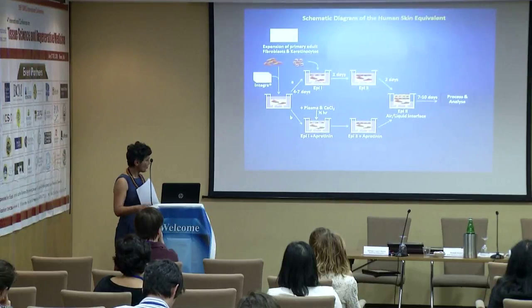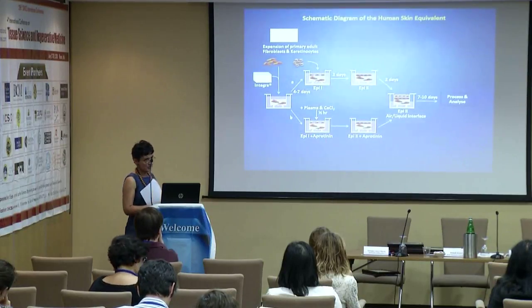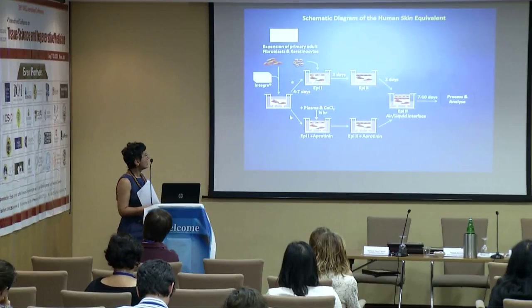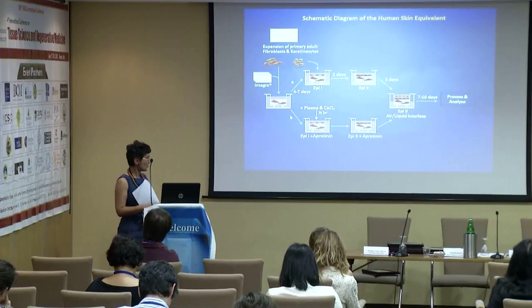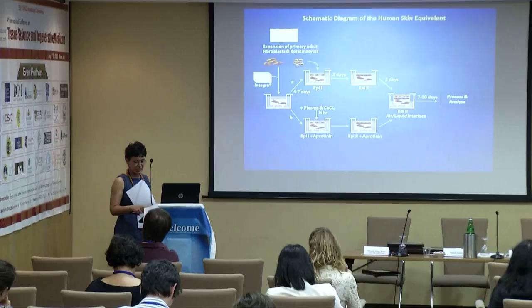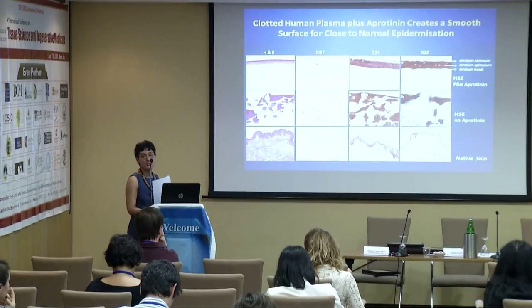And if I could just go back and point out the addition of aprotinin, which is a serine protease inhibitor, and it basically inhibits fibrinolysis of the clotted plasma by the keratinocytes. So we find the addition of aprotinin is very effective to inhibit degradation of the clot.